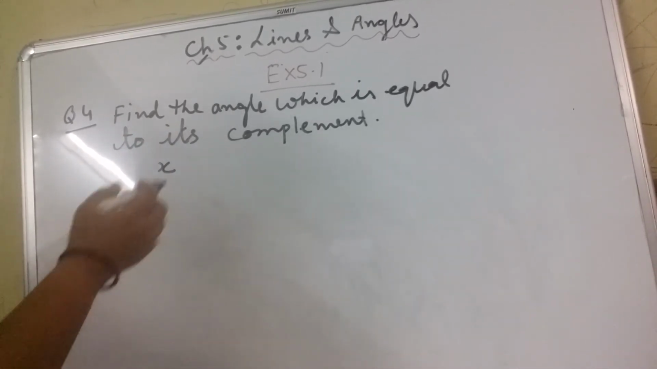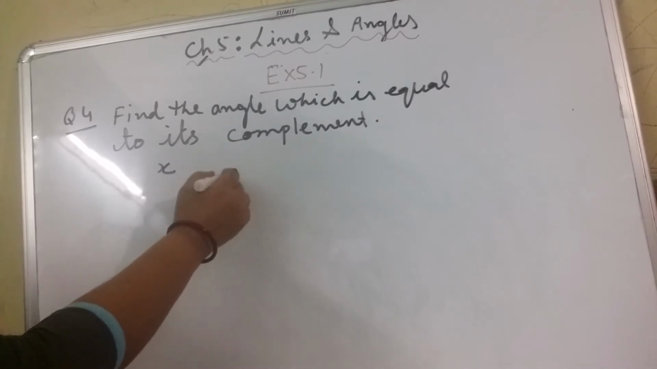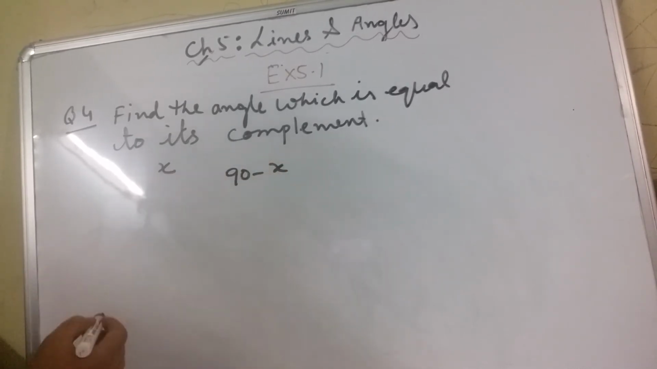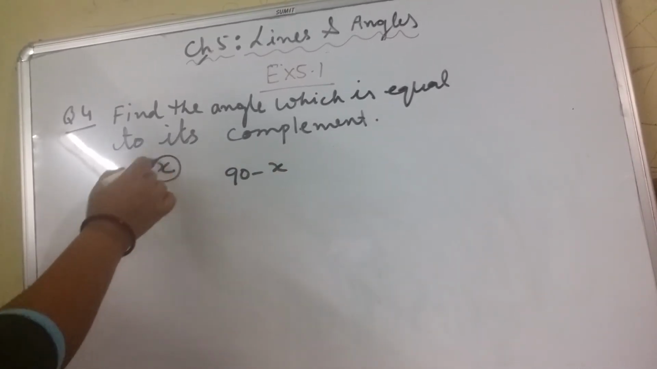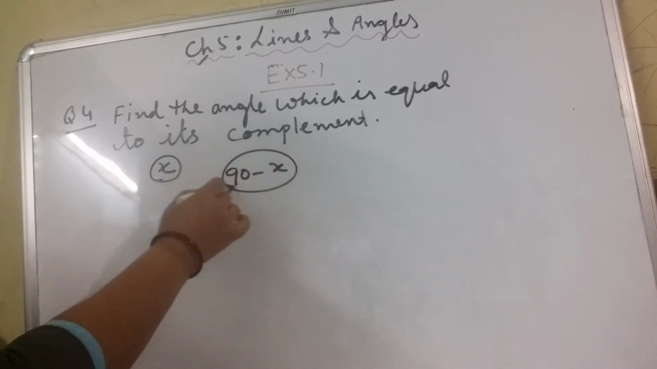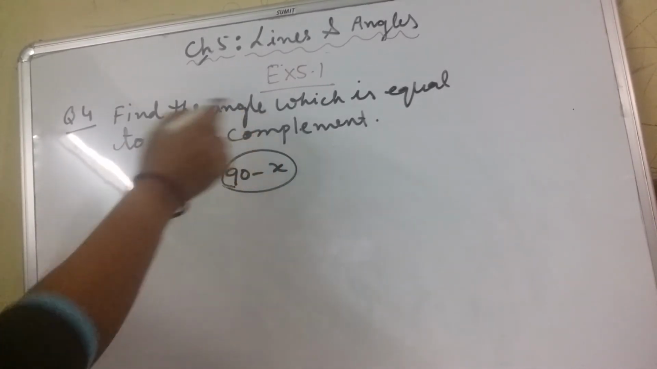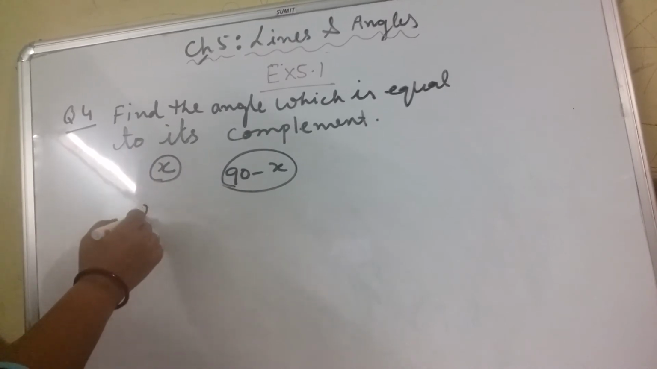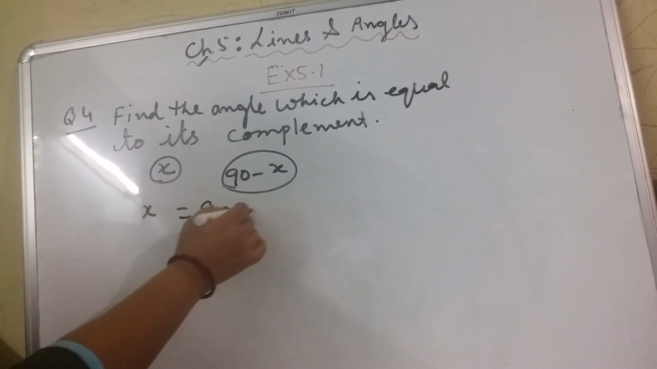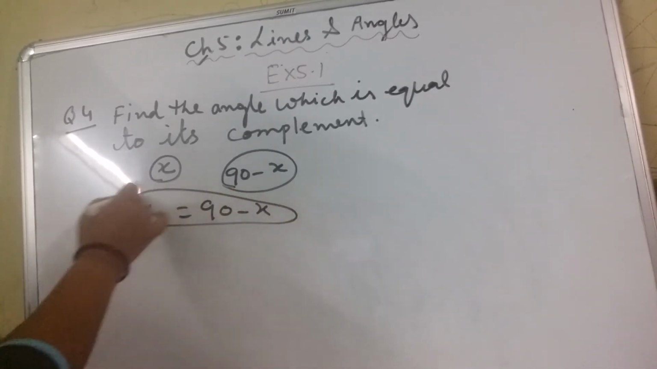Its complementary angle will be 90 minus x. So one angle is x and its complementary will be 90 minus x. They are equal, so x equals 90 minus x. That's the equation you will get.